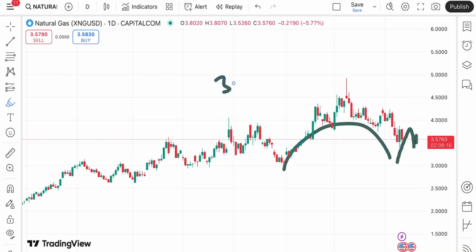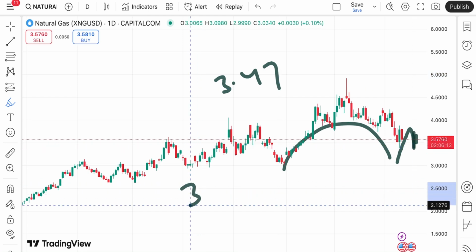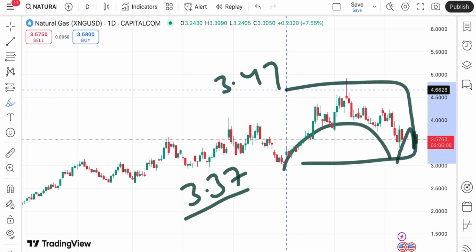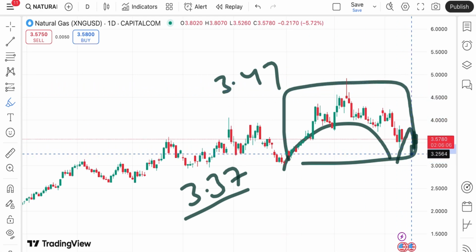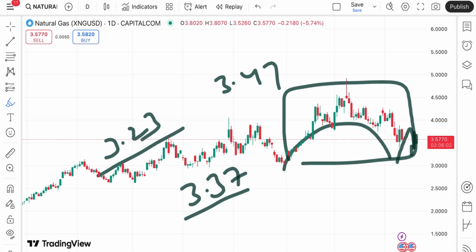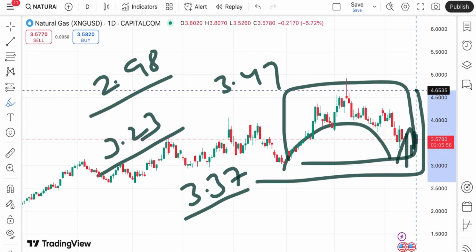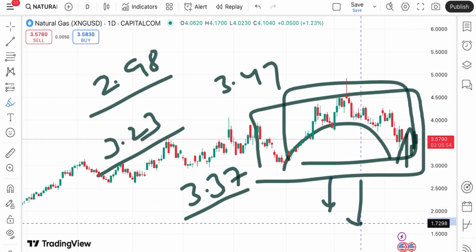We can see it will fall towards 3.47, and if the price starts going below this level, it will move towards 3.37. Once the price goes below this level, chances are high it will go further down, with a chance of touching 3.23, and if the price goes below that level, chances are high it will move towards 2.98. Then there will be a zone breakout, so a further fall will follow.